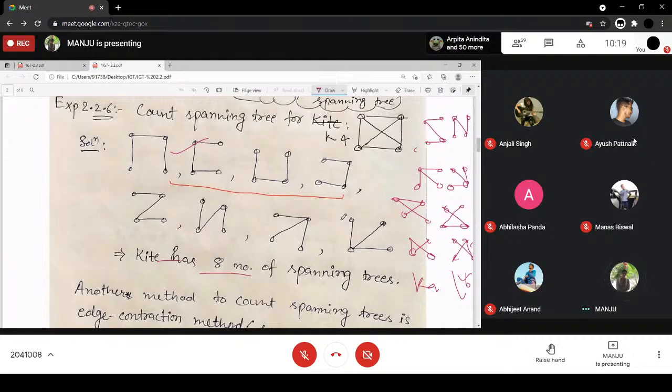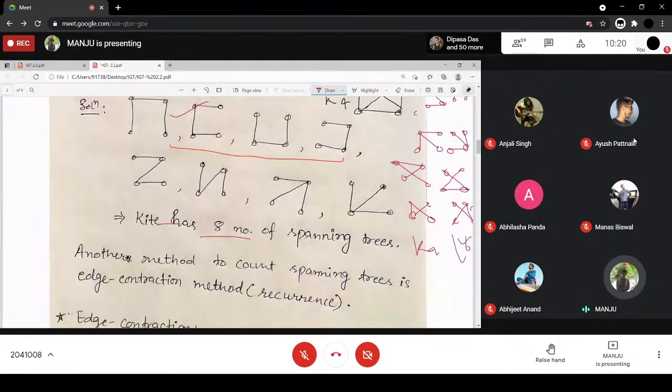Yes. One way is to find the spanning trees: you just draw all the spanning trees one by one and count them. Okay. Another method is to find it by the matrix method, and another is by the edge contraction method, also known as the recurrence method. Okay. Edge contraction: when an edge contracts, what does it form?